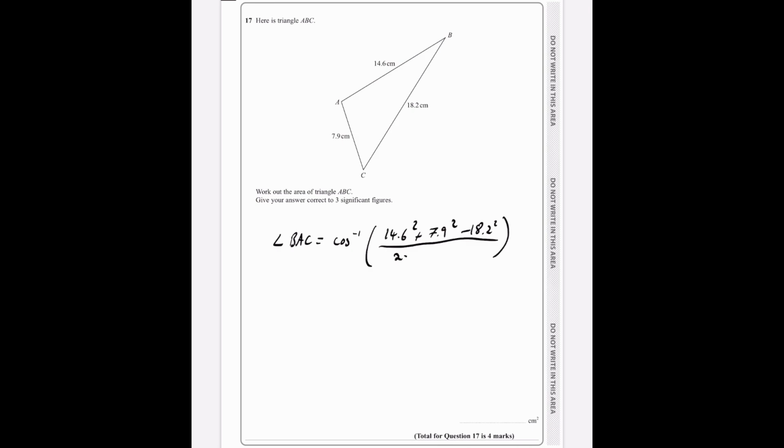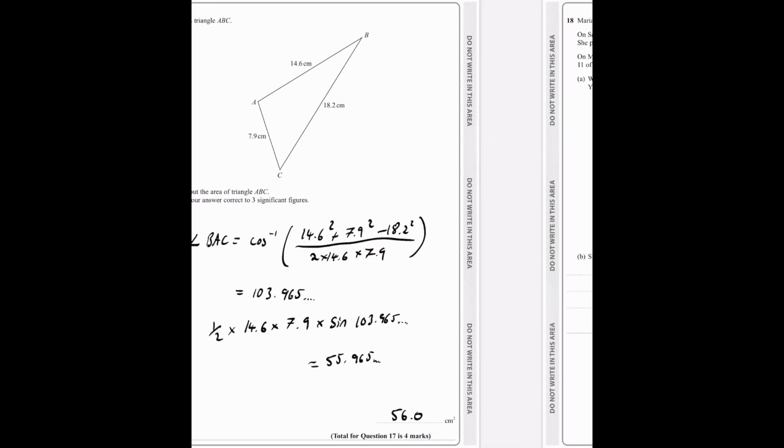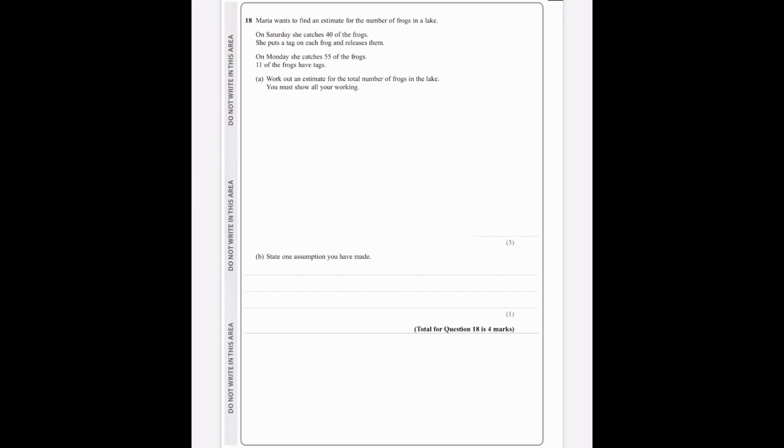Now you could have picked any of these angles and that would have been fine. So if you picked a different one to me, don't worry about that. You'll end up with the same answer if you've done it correctly. The angle comes out as 103.965 for mine. And then using a half ab sin C, make sure you pick the two lengths either side of the angle for that one. Plug in the unrounded angle and you get 55.965, which rounds to 56.0, the correct answer for 17.